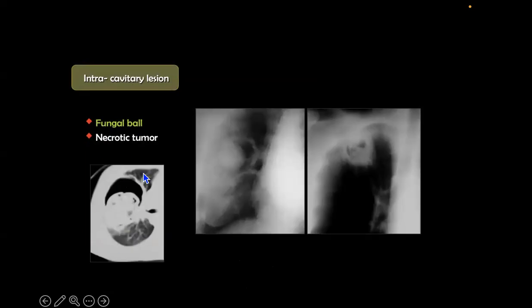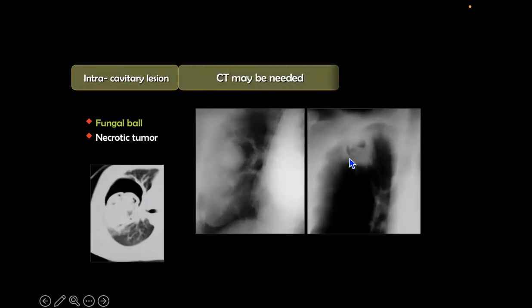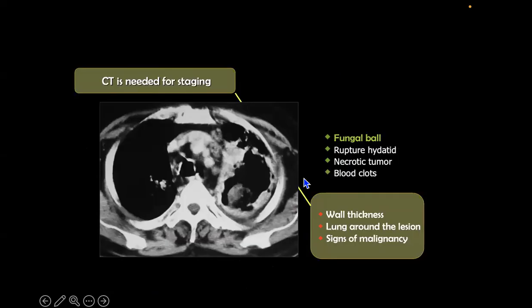Again, we have a cavity. This is a chest radiograph. You have this cavity and an opacity inside the cavity. This is the gas and this is the opacity. So this is a fungal ball. But it could be a necrotic tumor. Not all things are just fungal balls. CT might be needed just to differentiate between the things.